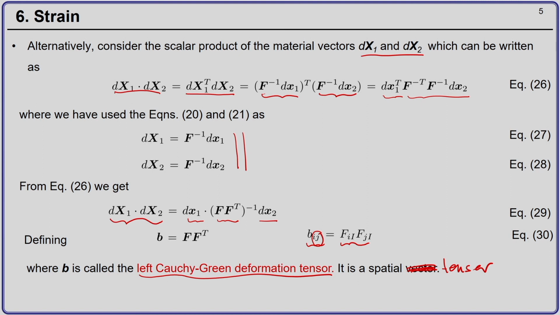Now, if I substitute equation 30 in equation number 29, I can write the scalar product of the material vectors dX1 and dX2 as dx1 dot B inverse dx2. So, now I can express the scalar product of the spatial vectors in terms of the material vectors, or I can express the scalar product of the material vectors in terms of the spatial vectors involving f. Using f, I can do that.